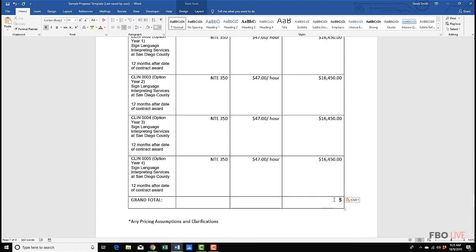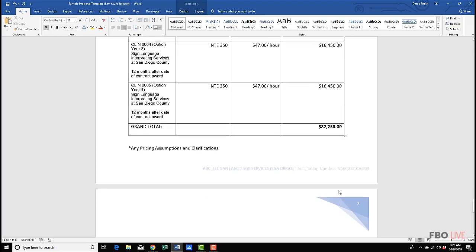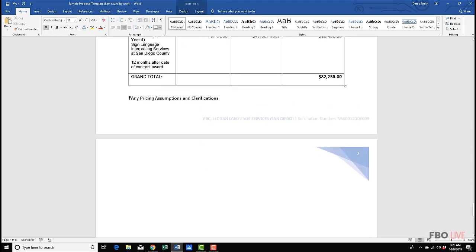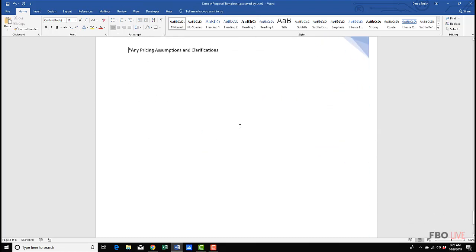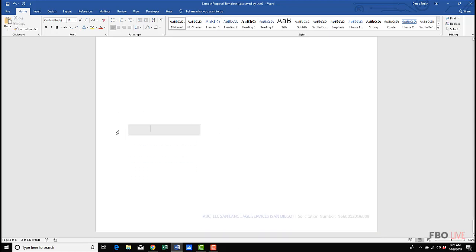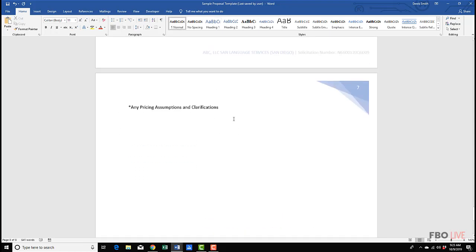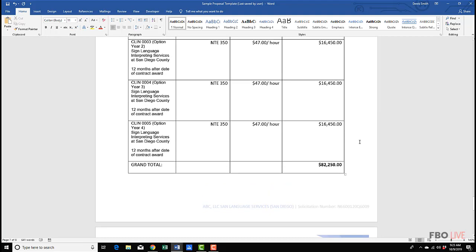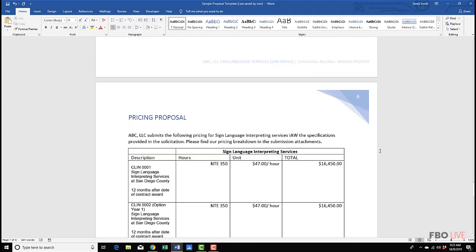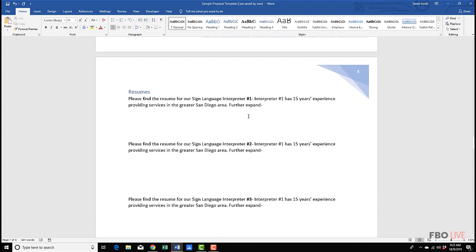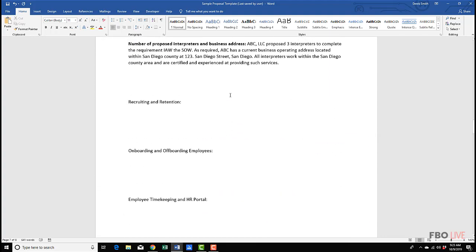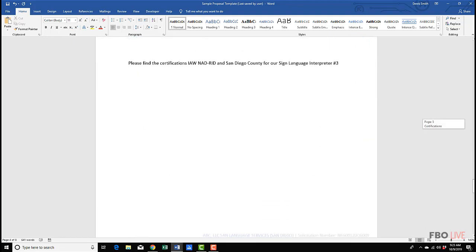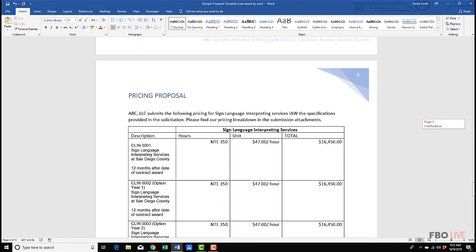You know, they said they wanted that aggregate number as well, so we're going to give that to them as a grand total of $82,250. If you have any pricing assumptions or clarifications, you can add those. I'm going to delete this other attachment section because there shouldn't be any, because we've included the certifications for the interpreter services within the staffing plan technical section.